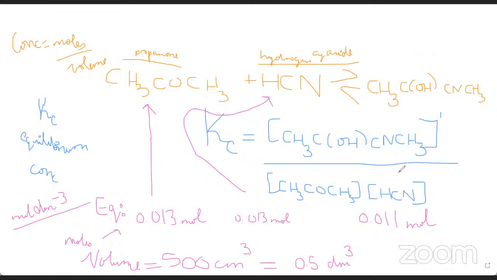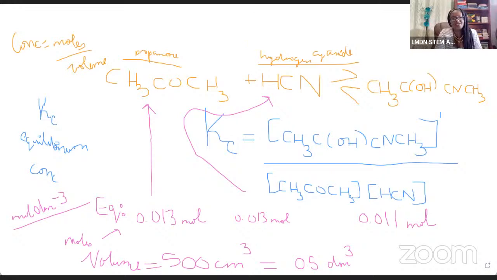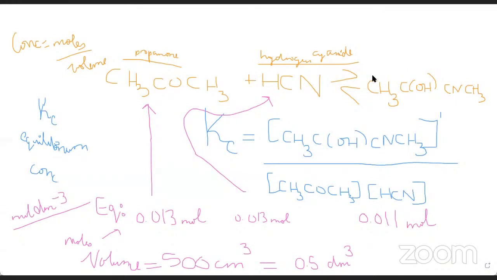So the mole for the two reactants. Wait, the mole or the concentration? Yes, the concentration for the two reactants would be 0.026 mole per dm cube, and for the product it would be 0.022 mole per dm cube.